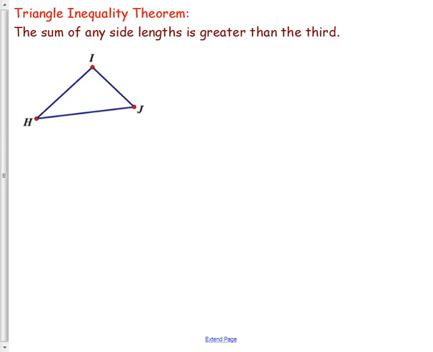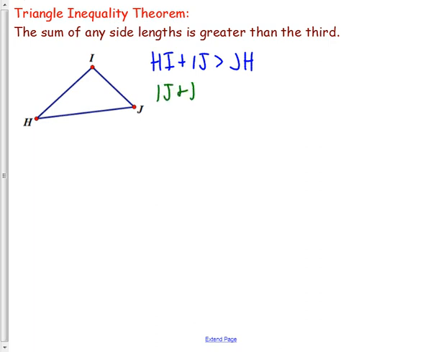The triangle inequality theorem. The sum of any two side lengths is greater than the third. In order for it to be a triangle, any two sides added together has to be longer than the third side. If they're equal to, you still have a segment. So how this works is you take any two segments, so say we go HI plus IJ is greater than JH. And just work your way around.